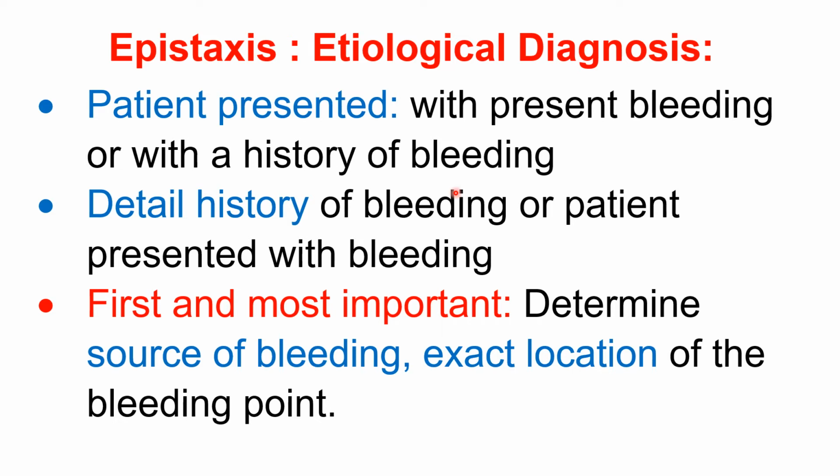When the patient is presented with bleeding, then a detailed history is not very much required. But when the patient is presented without bleeding, then a detailed history from the owner is required. Friends, remember, the first and most important thing is to determine the source of bleeding, from where the bleeding is coming, and the exact location of the bleeding point, which is very much important to diagnose and to stop the bleeding.